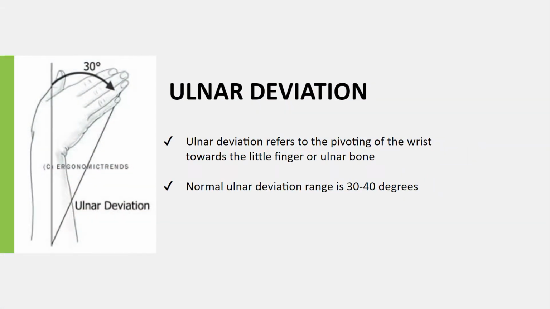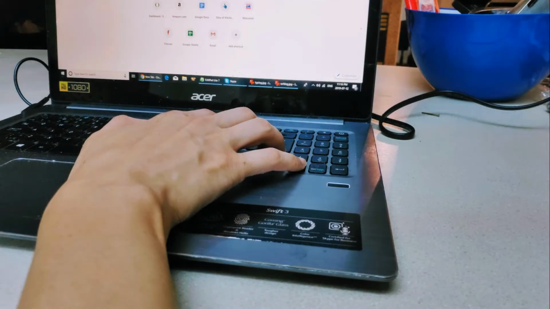The next type of common wrist movement is ulnar deviation. This refers to the pivoting of your wrist towards the little finger or ulnar bone. When you move a horizontal mouse to the right or use your pinky finger to press the enter button on the keyboard, your wrist performs an ulnar deviation.